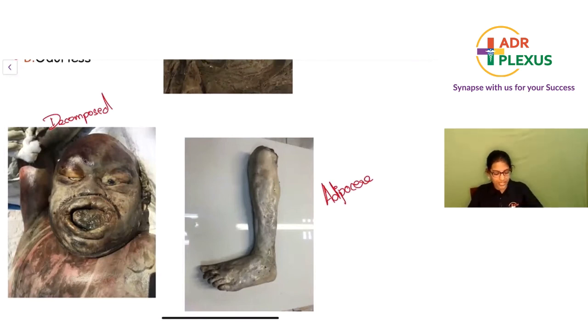Okay, so these are the questions which have come in the exams. All the best to all of you. We will just go through it once again in 5 to 10 minutes.